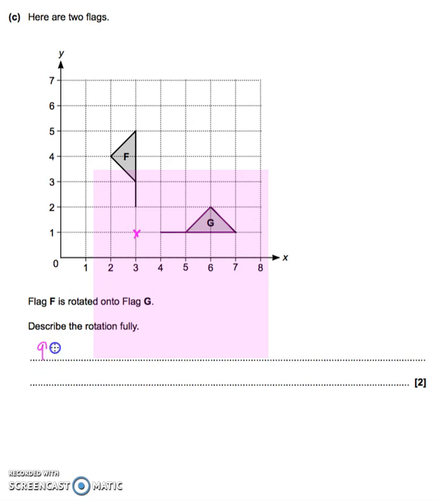90 degrees clockwise from the coordinate 3, 1. It's important that you have this information and this information. This gets you 1 mark, this gets you 2. If it didn't say it was a rotation already, you'd have to state it was a rotation. But in the question, it already said it. So there you go.